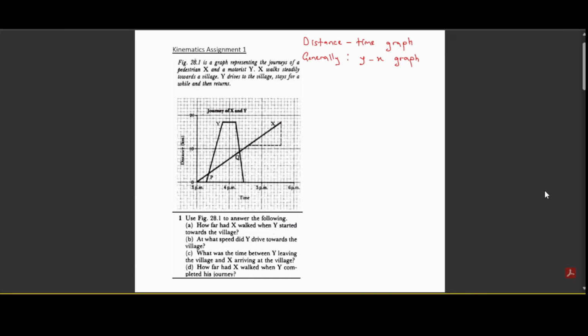So we have a pedestrian, someone who walks. We have a motorist, who is driving. These are the two subjects of the matter. X walks steadily towards a village.